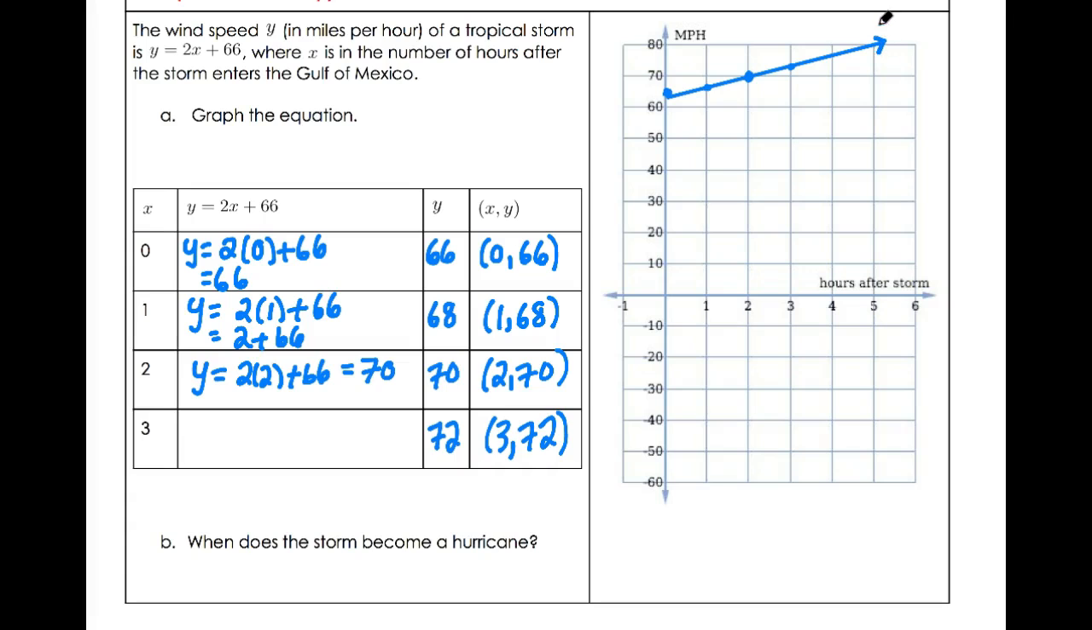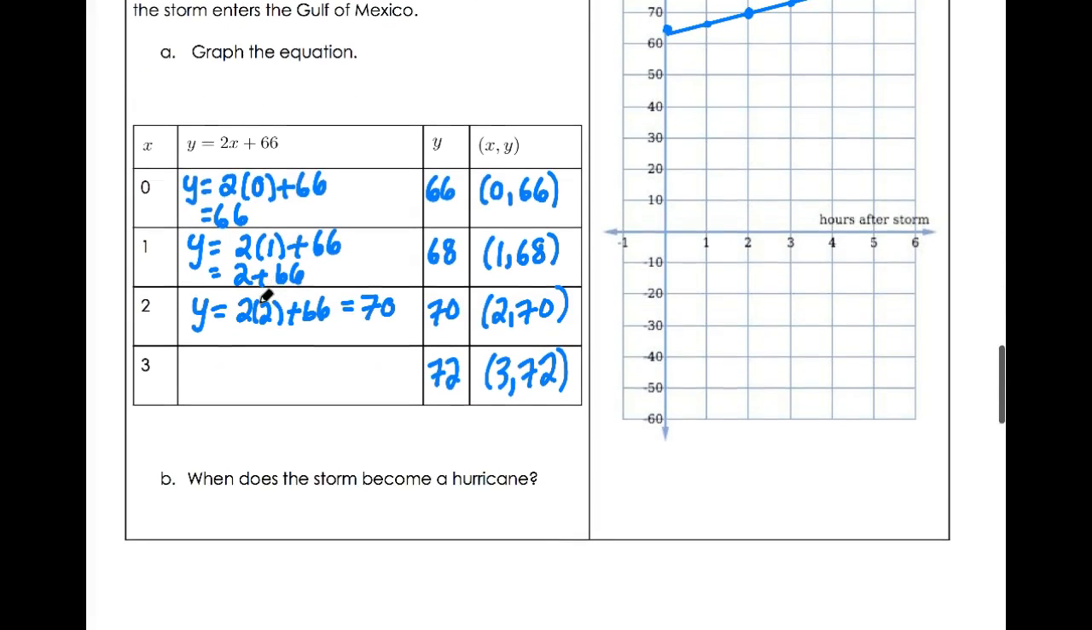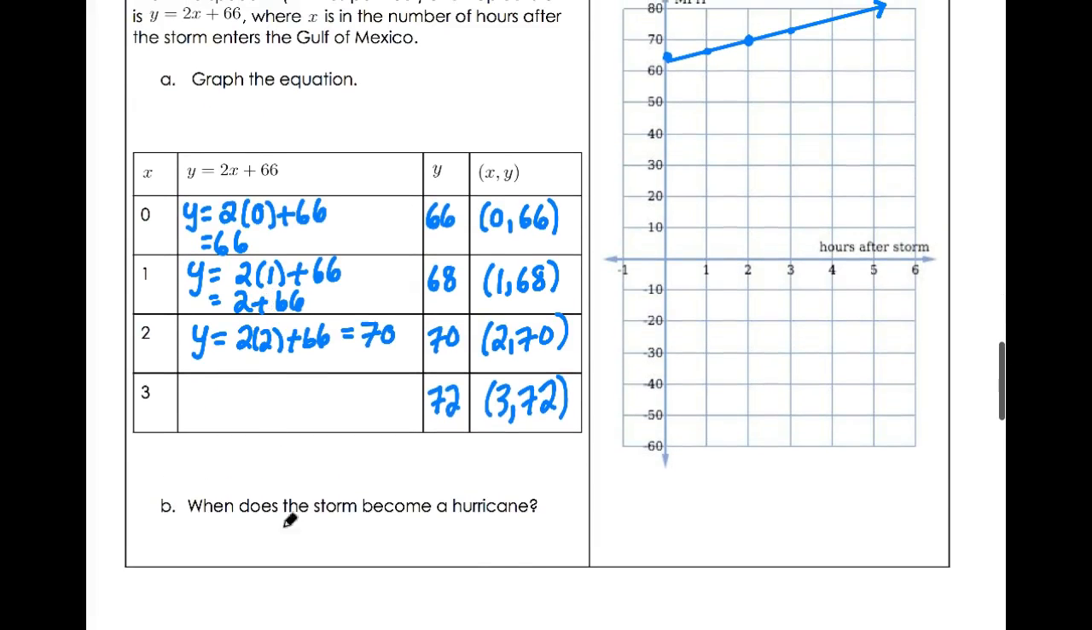Okay, there's our equation, and it's only going to go one way. We don't have to go negative here. It's a line, it can continue on, but it doesn't make sense to go this way. So when does a storm become a hurricane? I'm going to double check that and get right back to you.